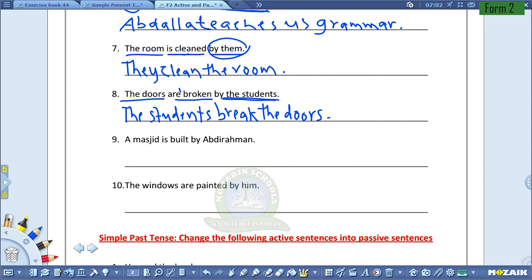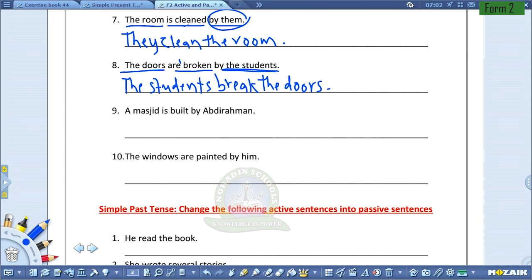Number nine. A masjid is built by Abdurrahman. A masjid, this is a very good job. This is a place that we go to when we want to pray. It's a very sacred place. It's a holy place. We love it. We need to stay more. A masjid is built by Abdurrahman.